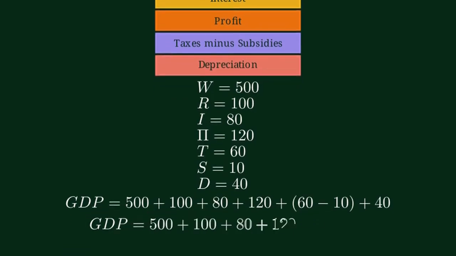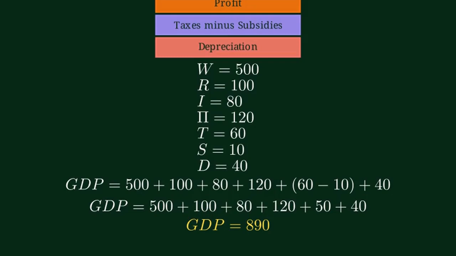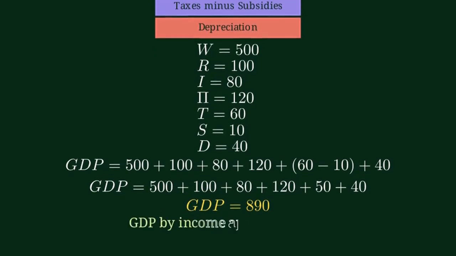First compute taxes minus subsidies. 60 minus 10 equals 50. Now add everything together to get the final GDP. So using the income approach, we add all incomes from production plus taxes minus subsidies plus depreciation. In our example, GDP equals 890.